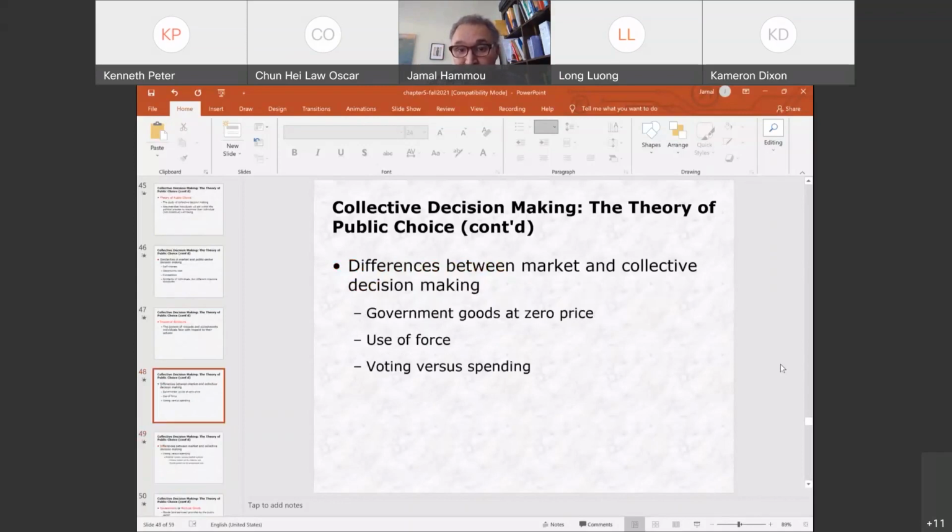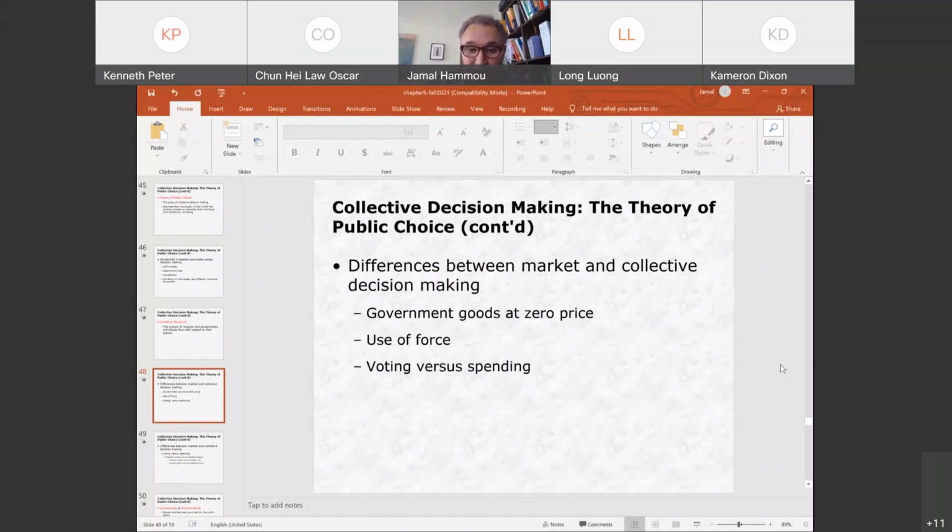Now, the difference between market and collective decision making: government goods are at zero price. When you get a service from the government, it will not cost you anything at the point of use. It's paid by the government. That's different from buying something from your pocket. Government also has the right to use force. It can force you to do things. If you don't do something the government asks, it may use force. If you don't pay your taxes, they will put you in jail. So that's for public decisions.